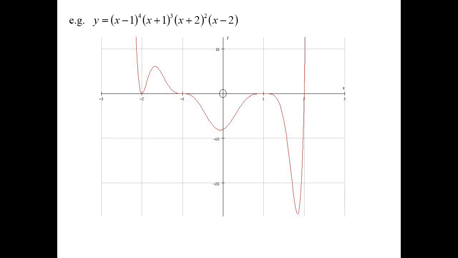At negative 1, we should have the cubic coming through. There it is. And at positive 2, it's linear. So it's coming through like a straight line. Which one have I forgotten? Oh, over here at negative 2, we should have a parabolic shape there. So there's our graph.